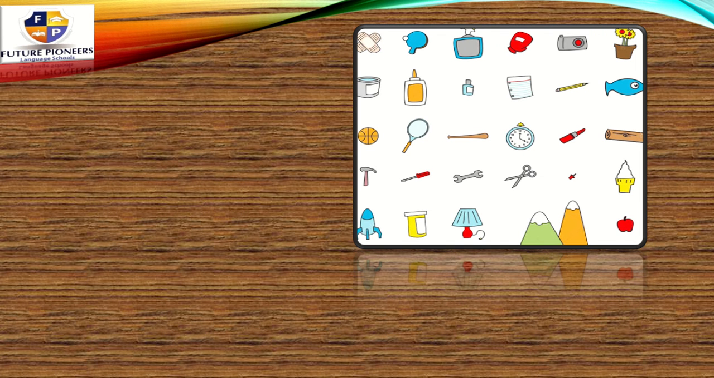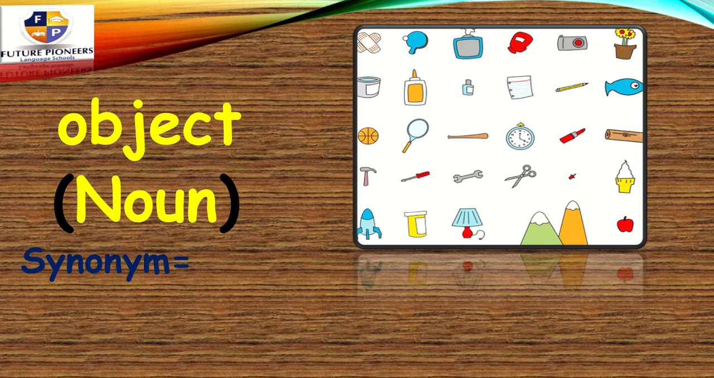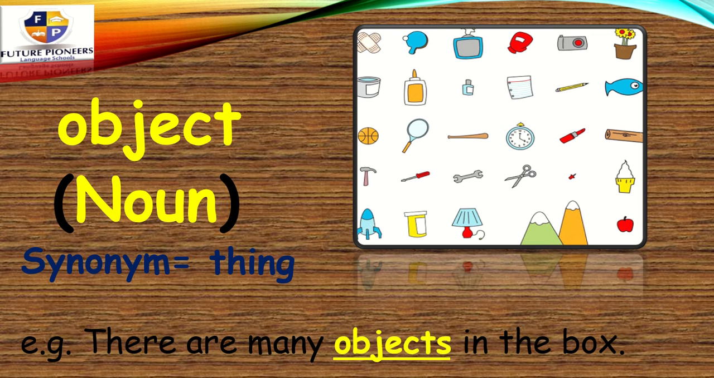Oh, what can you see here? There is a basketball, hammer, screw, rocket, tin, lamp, scissors, clock, maybe bucket, maybe fish, lipsticks. So these are objects, and the singular form of them is object. Object is a noun, and its synonym is thing. Synonym means the same meaning. So let's put it in a sentence. There are many objects in the box.